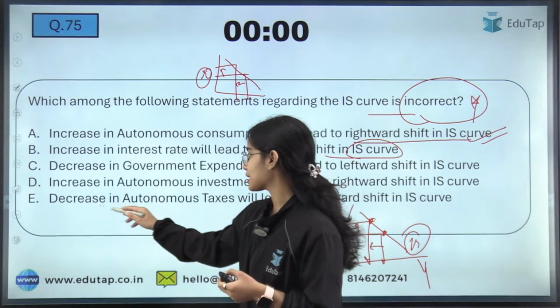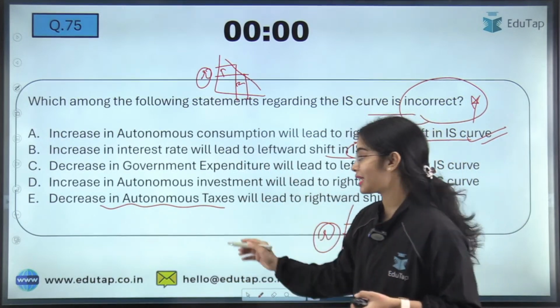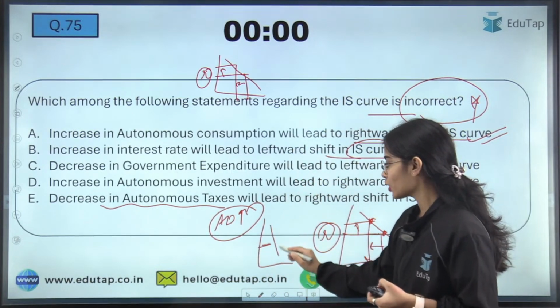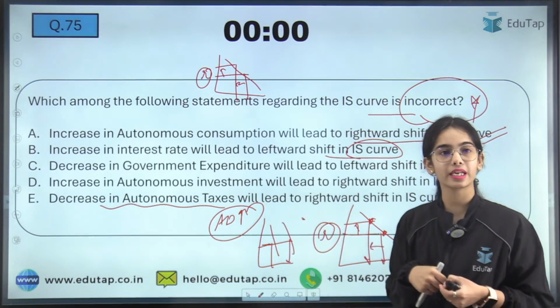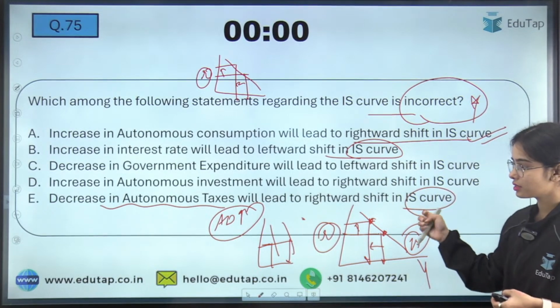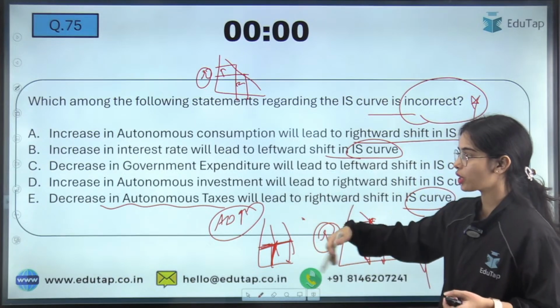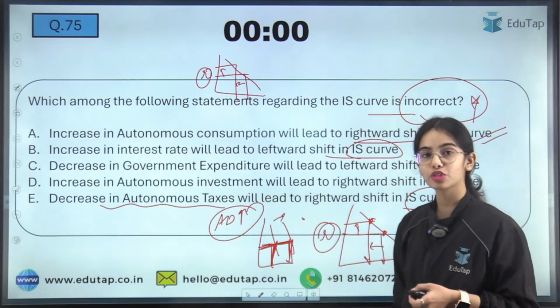Decrease in autonomous taxes: if the autonomous taxes are decreasing, aggregate demand will increase. At the same rate of interest, your IS curve will shift rightwards. This is correct. Statement E is correct. Why is it wrong? IS curve will shift rightward. At the same rate of interest, if your taxes are decreasing, your aggregate demand will increase, your level of income will increase. So the IS curve is going to shift rightward.